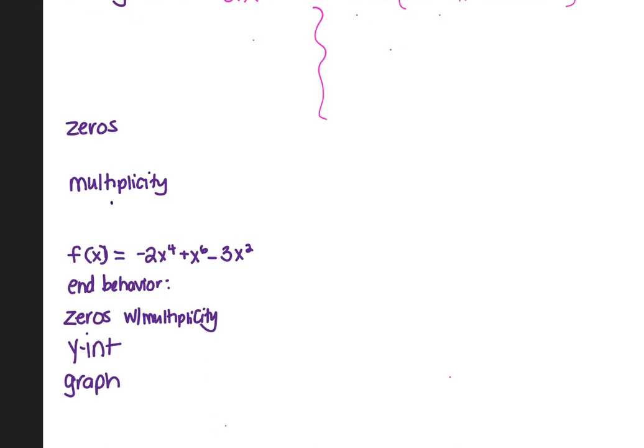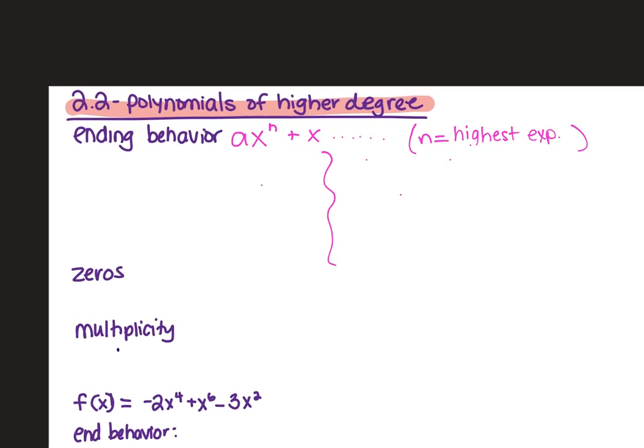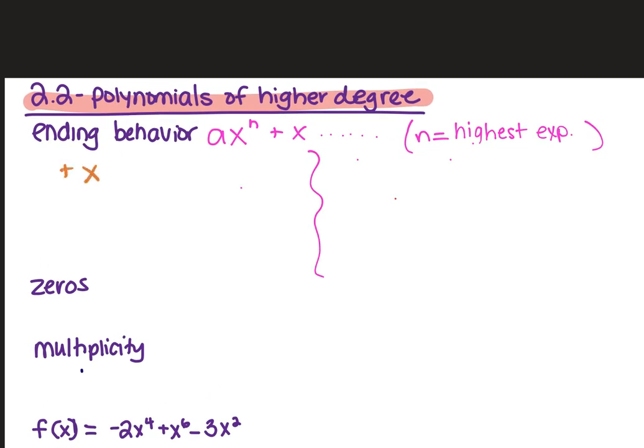Remember, if it is a positive and an even power, they both point up. Negative and an even power, and they both point down. You could say falls left, falls right, or rises right, rises left, or you could say both up or both down.